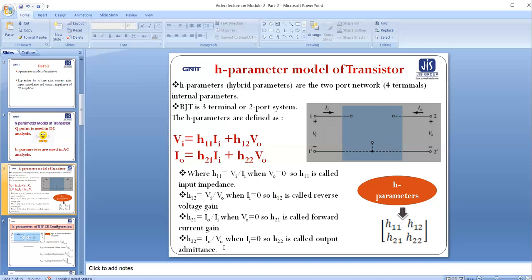Therefore, the H parameters can be simplified into a matrix form, that is H11, H12, H21, H22, by using this relation. So we can write the matrix formation of VI, I naught equals the matrix of H11, H12, H21, H22 into II, V naught. Simple matrix algebra.